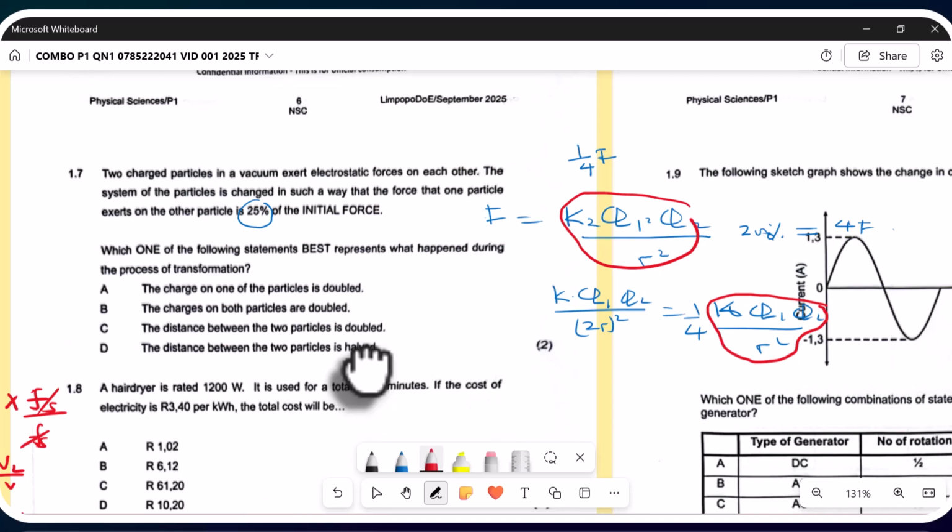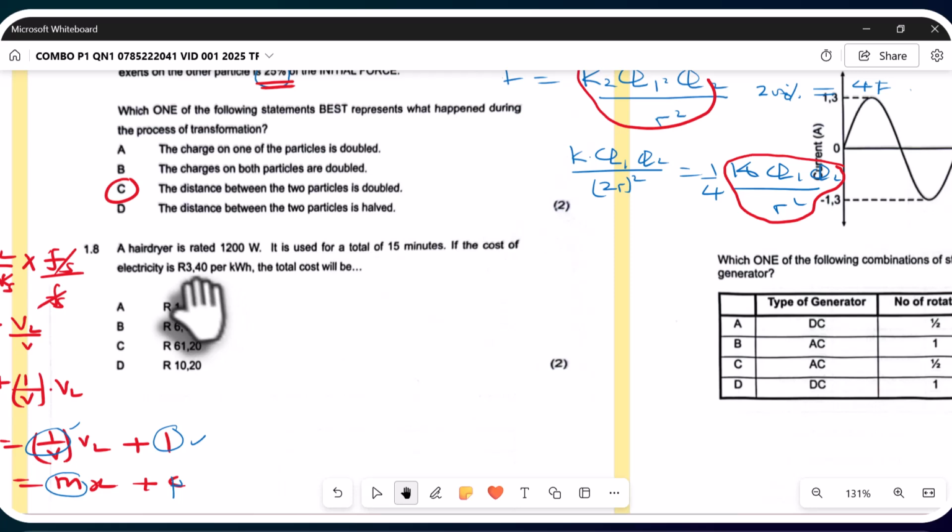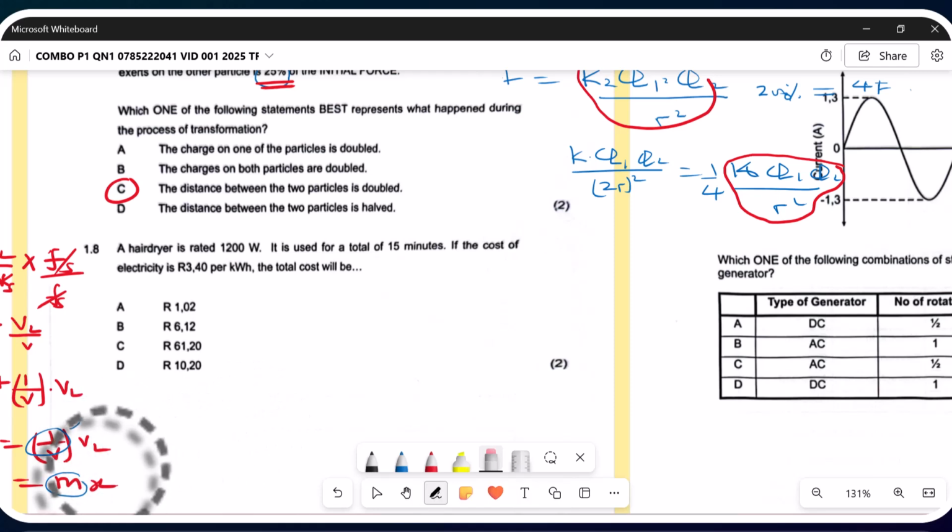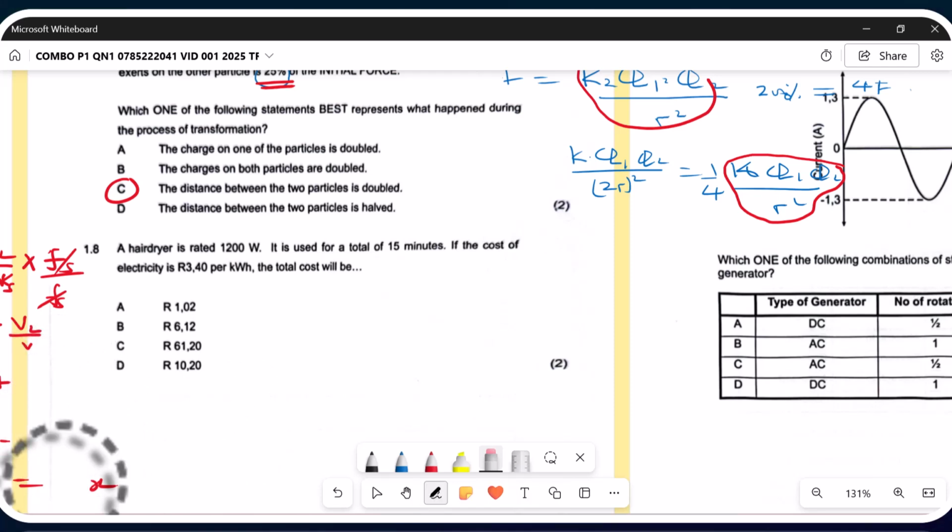The next question here, which was 1.9.44, they say here that the following sketch graph shows the change in the current in a generator. What we see on the y-axis is the current in amperes, but you can see I've got positive and negative here. So this one shows which type of generator? It's not a DC. This we said is unidirectional, so this one is changing, and so we call it alternating current.